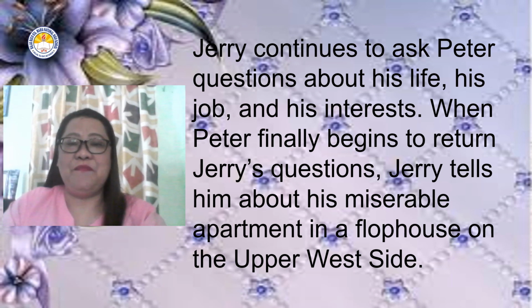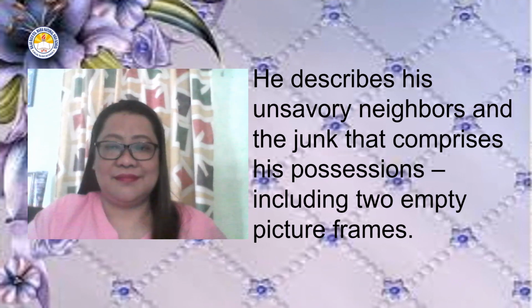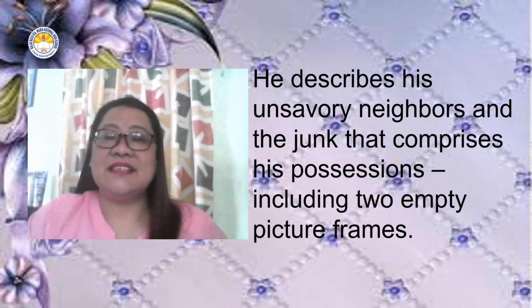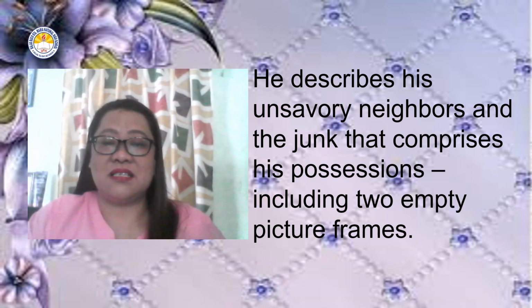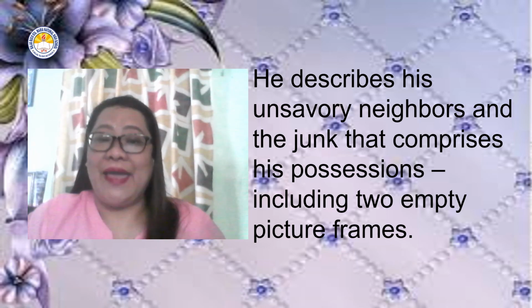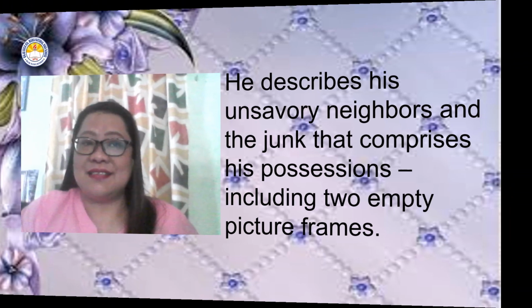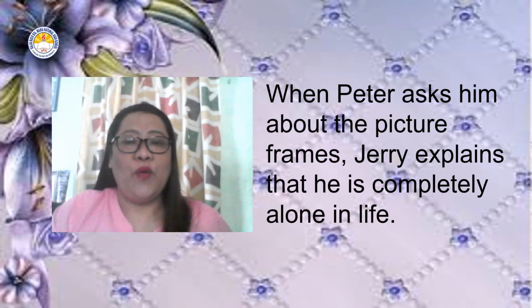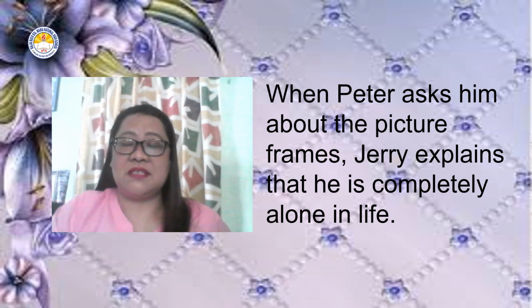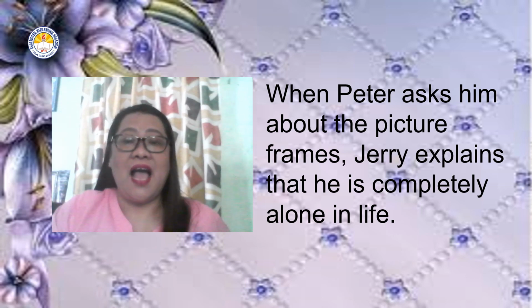When Peter finally begins to return Jerry's questions, Jerry tells him about his miserable apartment in a flophouse on the Upper West Side. He describes his unsavory neighbors and the junk that comprises his possessions, including two empty picture frames. When Peter asks him about the picture frames, Jerry explains that he is completely alone in life.